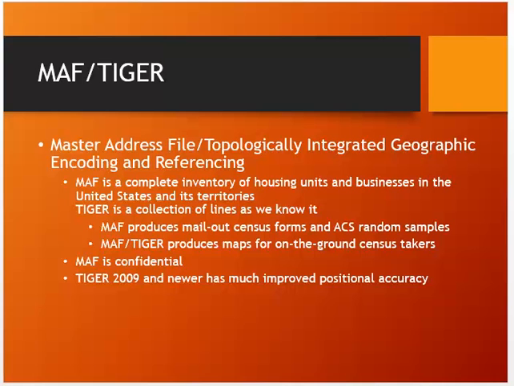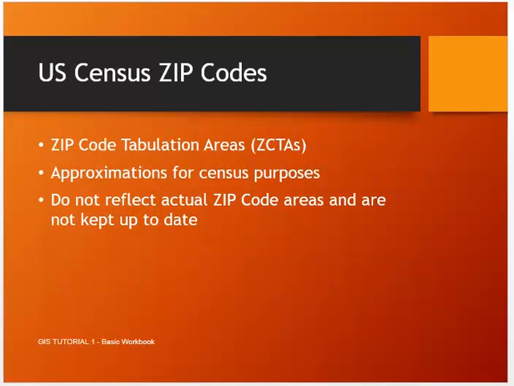So with the more recent Tiger data, it's also informed by what's called the MAF, or the Master Address File. This is the file that the Census Bureau keeps for the decennial census. So those are referenced together. The MAF itself is confidential, but the Tiger data is cleaned up using the information from the master address file, and so the positional accuracy is a lot better with the more recent versions of the Tiger line data.